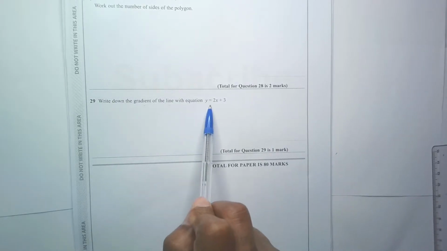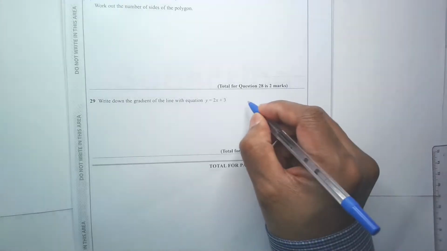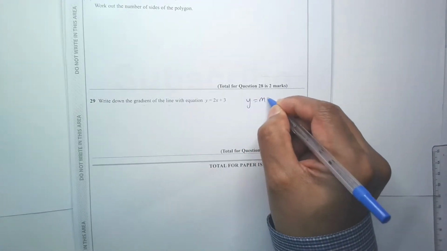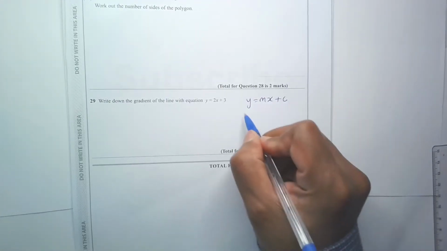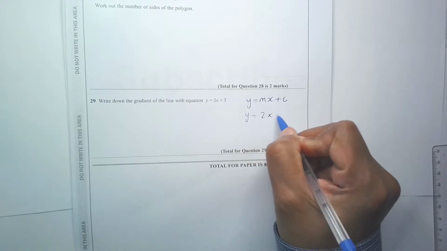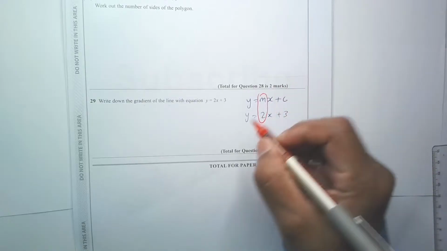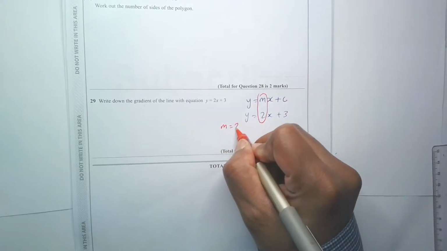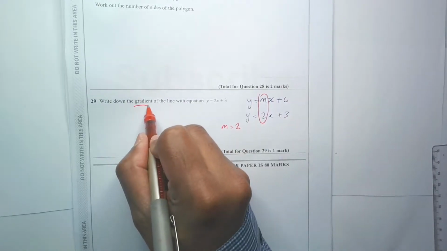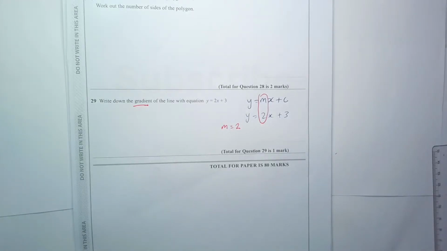Write down the gradient of the line with the equation y equals 2x plus 3. So we've got y equals mx plus c, our straight line, and this is 2x plus 3. And so you can see here that m equals 2, and m is our gradient. And so the gradient is just simply 2. Okay, so I hope you got that right.